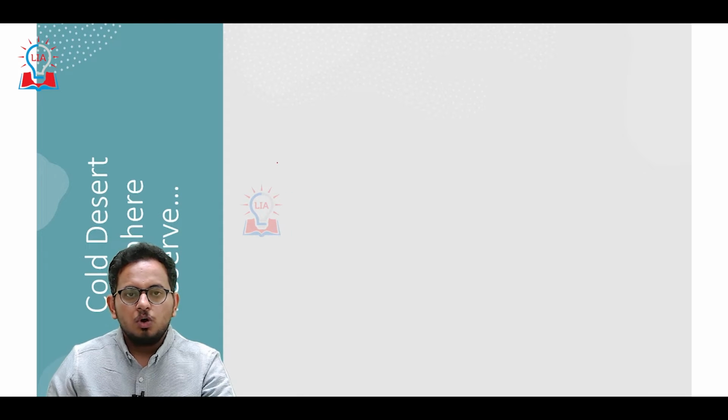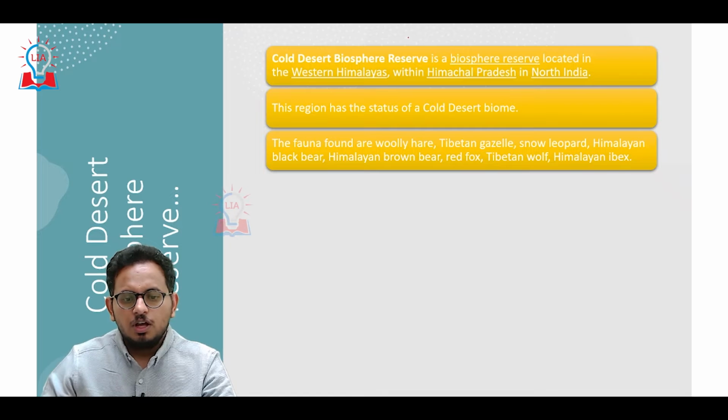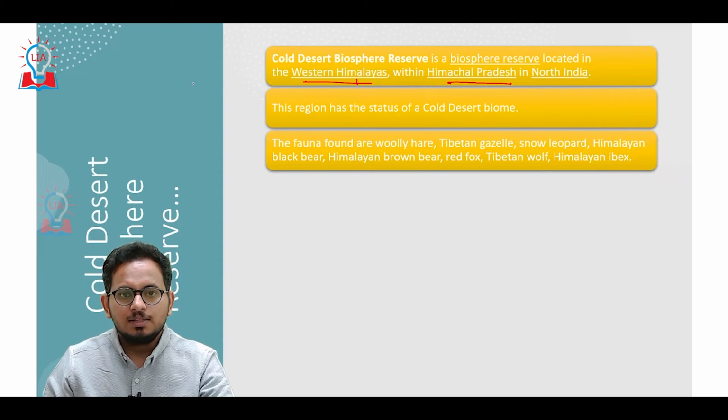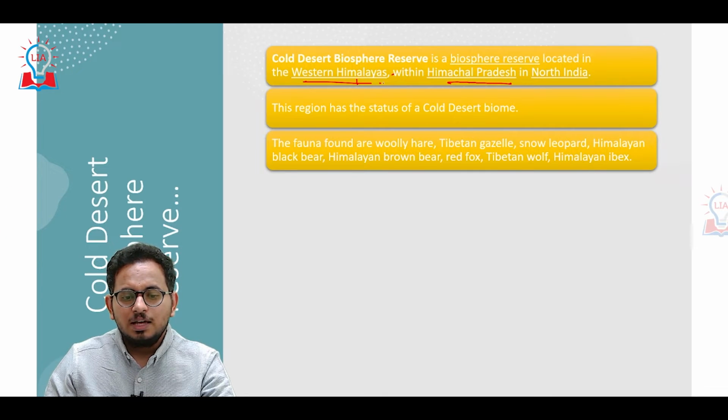First one, Cold Desert Biosphere Reserve. Cold Desert Biosphere Reserve is located in the state of Himachal Pradesh and it is in the Western Himalayas. You all know the Himalayas is divided into Western Himalayas, Central Himalayas and the Purvanchal Hills, that is Eastern Himalayas. So this forms a part of the Western Himalayas.